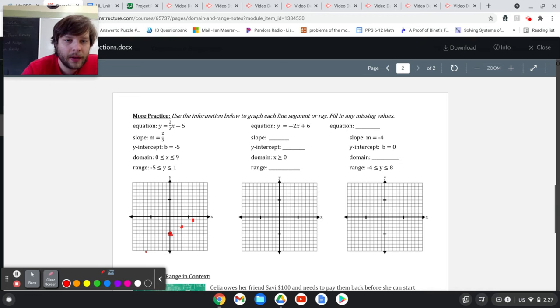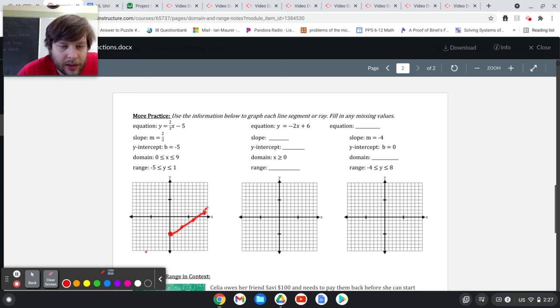But be careful. The domain is 0 to 9. So my x values only go from 0 up to 9. So 9 is going to be right about there. And nicely enough, that also matches up with the range going from -5 to 1.